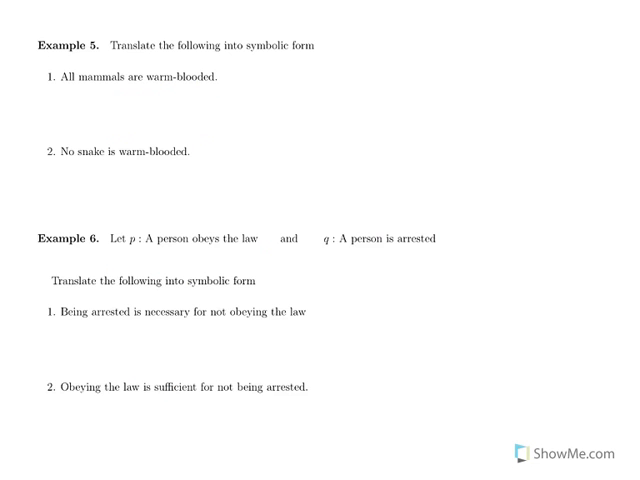So let's look at a few more examples. Translate the following into symbolic form. All mammals are warm-blooded and no snake is warm-blooded. So all mammals are warm-blooded is the if-then statement. If you are a mammal, then you are warm-blooded. We're going to say mammal could be our P, warm-blooded could be our Q. This is going to be P implies Q.